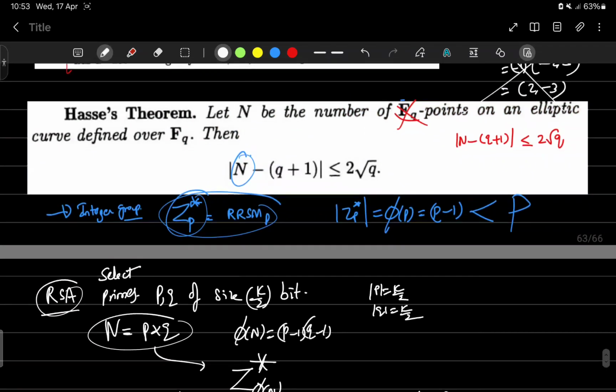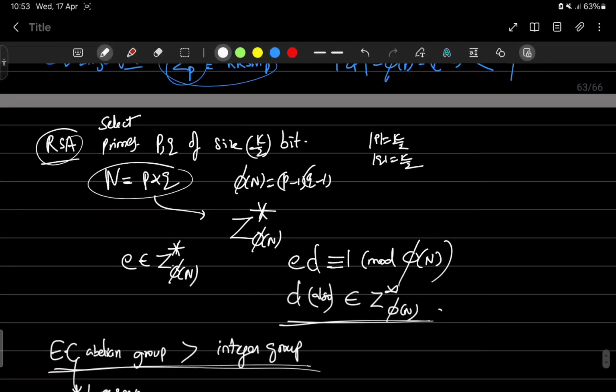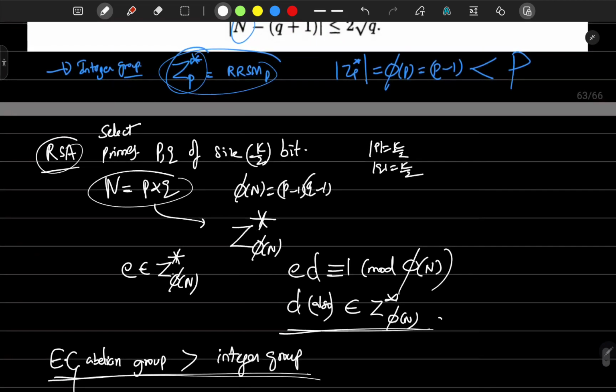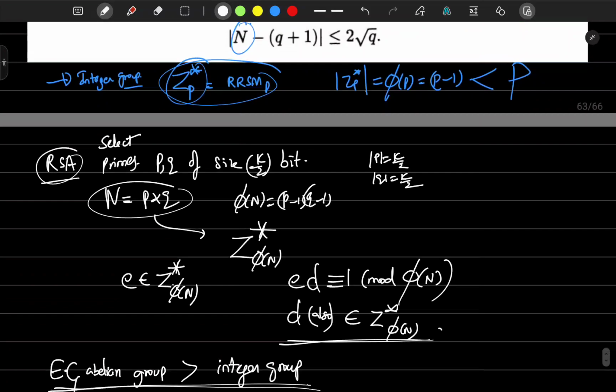So I told you about integer groups. In modern cryptography we prefer elliptic abelian groups over integer groups. Why so? You can listen to the SAR recording, or else I am giving a little overview. Where are we using the integer group exactly? In RSA. Let's say we select prime numbers p comma q such that the size becomes k by 2 bits. Then when you multiply, the modulus size will become k bits.